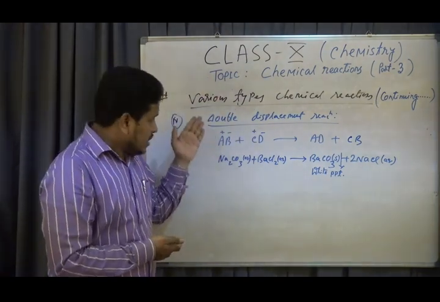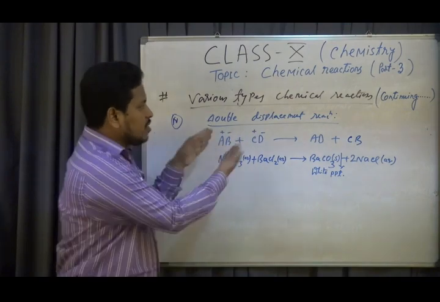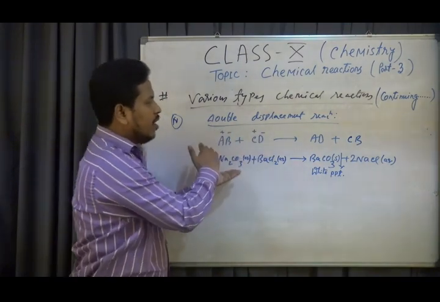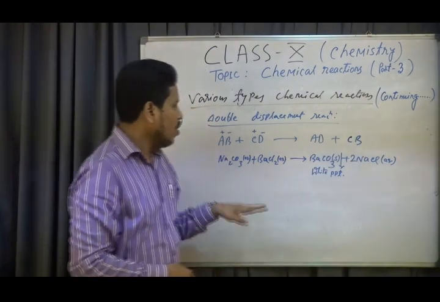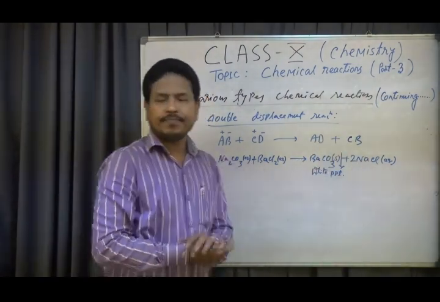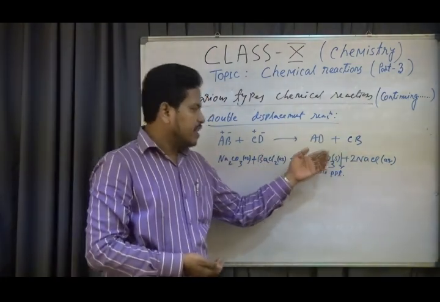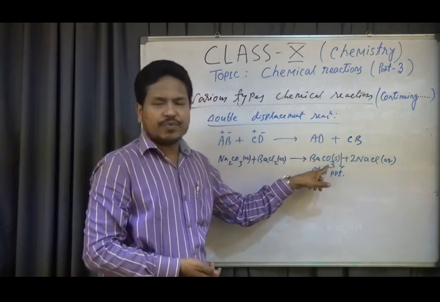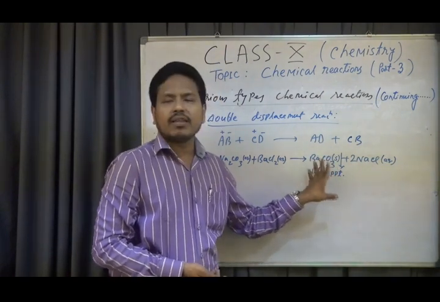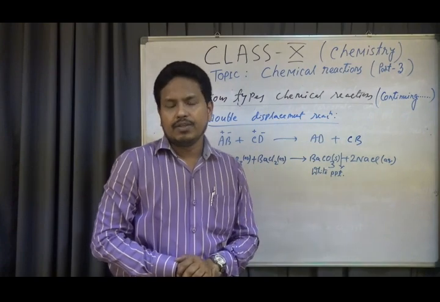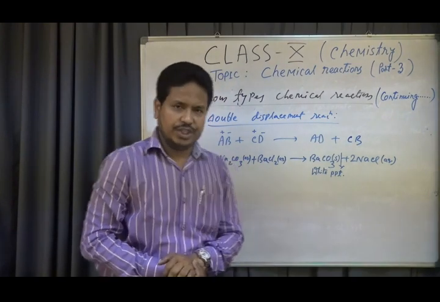In the double displacement reaction, ions of the reactants exchange with each other to produce new products. So this is the double displacement reaction. The substance insoluble barium carbonate is formed as a white precipitate, which must be mentioned clearly for writing a correct chemical equation.